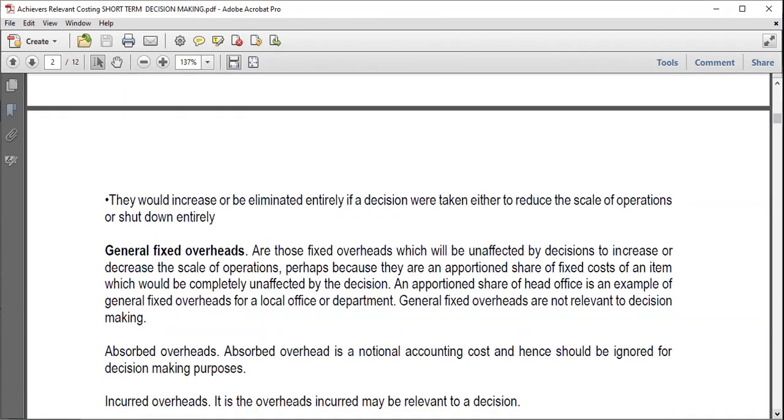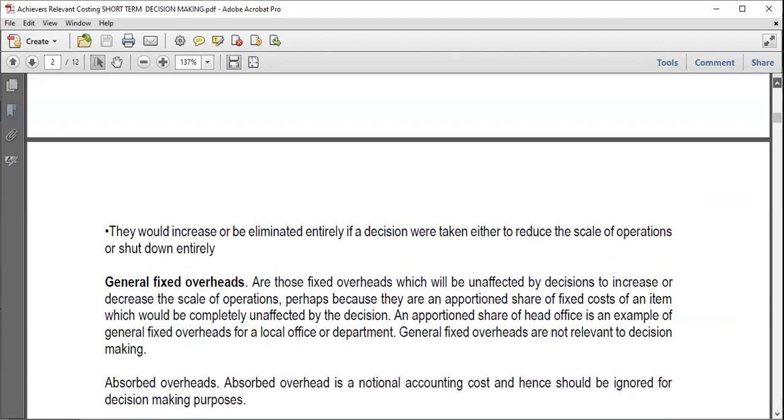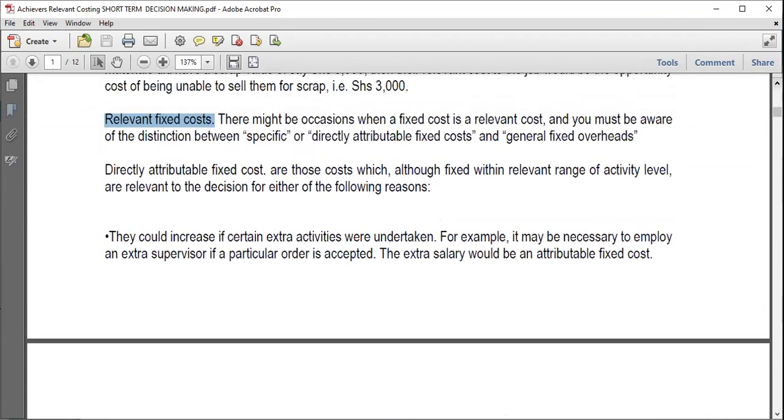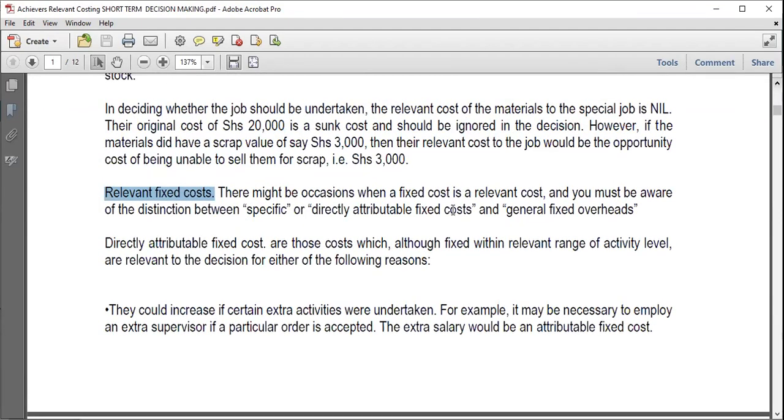You get it? Of course, then we have the general fixed overheads. Now, these ones will remain the same. The other that we are trying to look at here, remember we're saying we have specific, we have directly attributable, and then we have the general fixed costs. You get it? And of course, for the directly attributable, I've tried to give you some examples.